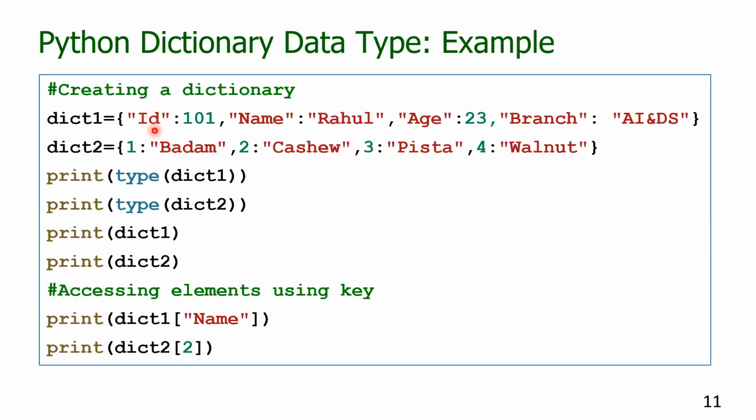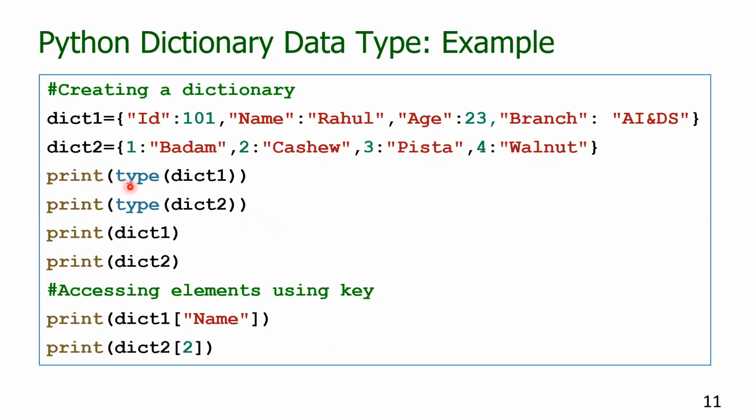Let us see the example where we are creating two dictionaries. Dict1 is having the keys ID, name, age and branch with the corresponding values as 101, Rahul for name, 23 for age and AI and data science for branch. Similarly, we are creating another dictionary Dict2 where we have the keys 1, 2, 3 and 4, and the corresponding values are the names of dry fruits, 1 for badam and 2 for cashew, 3 is the key for the value pista, and with the key 4 we have walnut as the value.